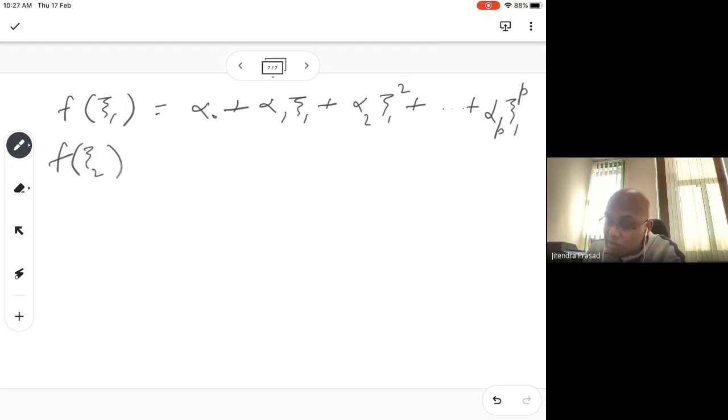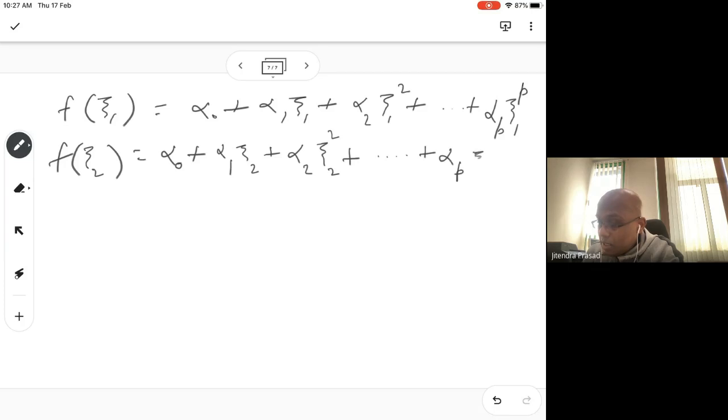Similarly, f(xi2) is equal to alpha naught plus alpha 1 xi2 plus alpha 2 xi2 square, and so on, plus alpha p xi2 to the power p, and so on.